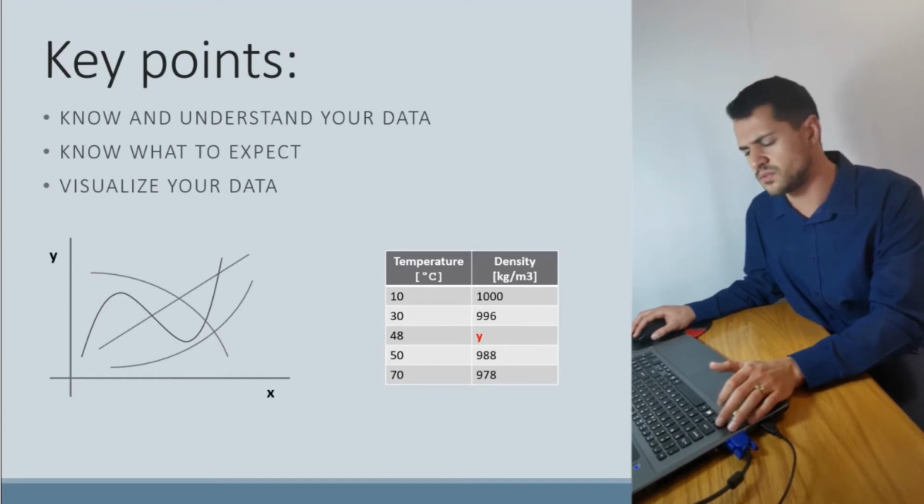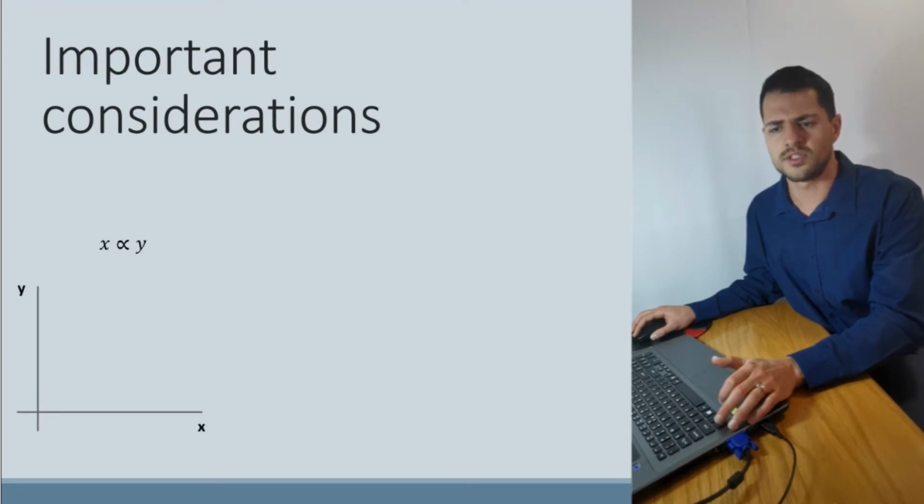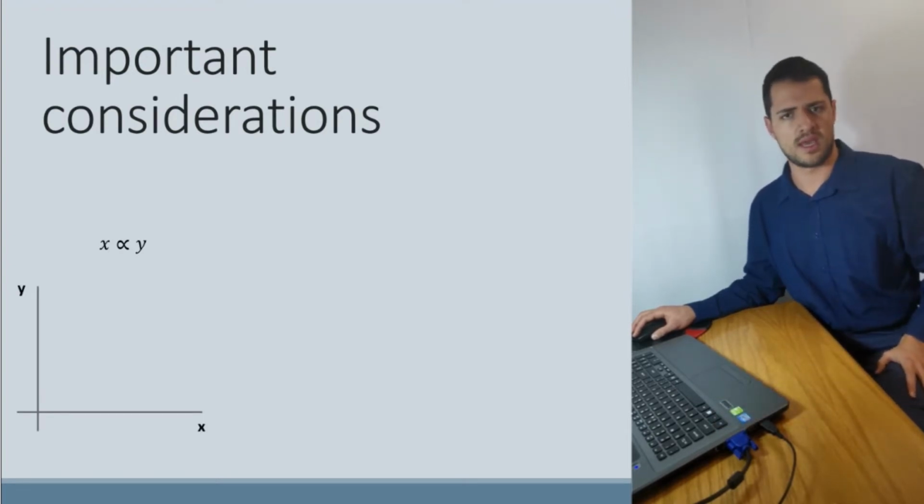So in this case, with our temperature and density, this is a classic example where we actually will follow this type of curve, right? So it's more towards an inverse type of parabolic relationship. All right, so a few important considerations.